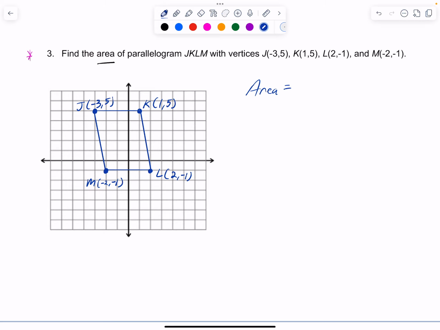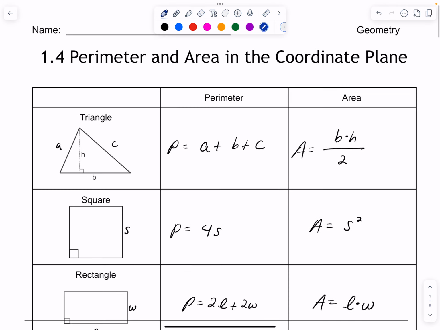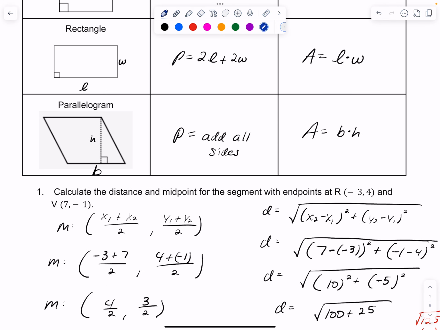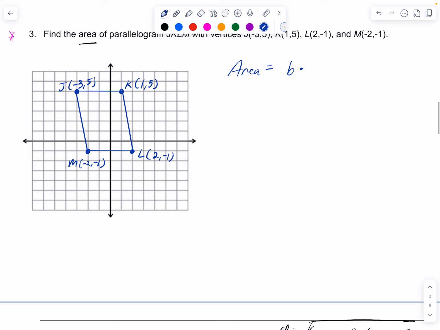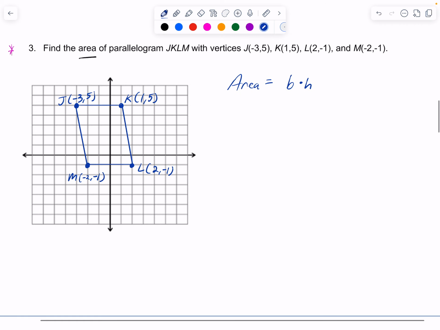So if you need to go back to your formulas up here on that first page, for a parallelogram, the area says base times height. So I'm going to write down the base times the height. Well, the base actually is this segment here, LM or ML. So I'm going to use that as the base, and I'm just going to count to find that distance. So 1, 2, 3, 4. So that is 4 units for my base.